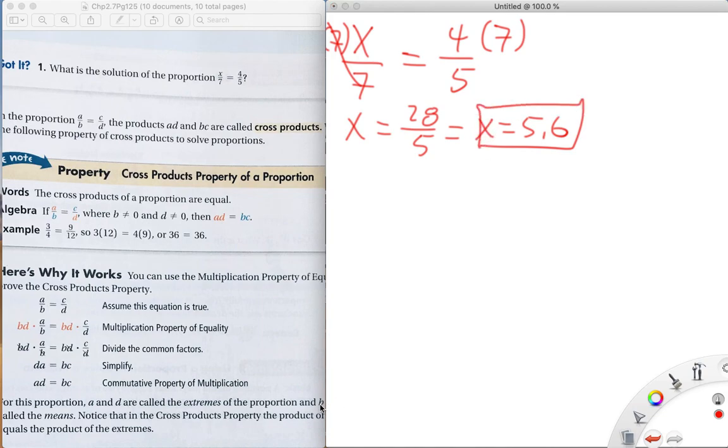All right, that's one way of solving for it. I multiplied both sides by 7 because x was being divided by 7. The 7's cancel out. What I do on one side, I do to the other. 7 times 4 is 28. 28 divided by 5 is 5.6.